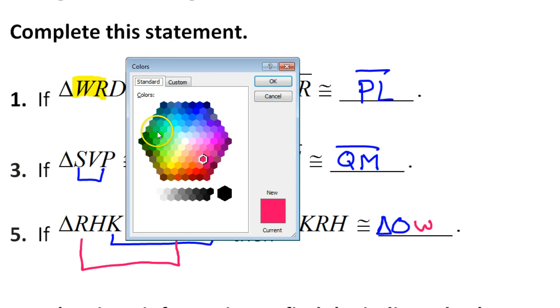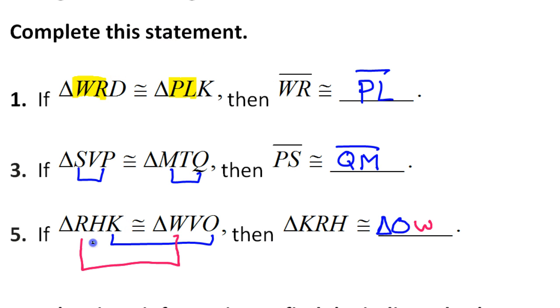And that leaves H. H matches up with V. So if H goes last, then V has to go last. So this would be the congruence statement.